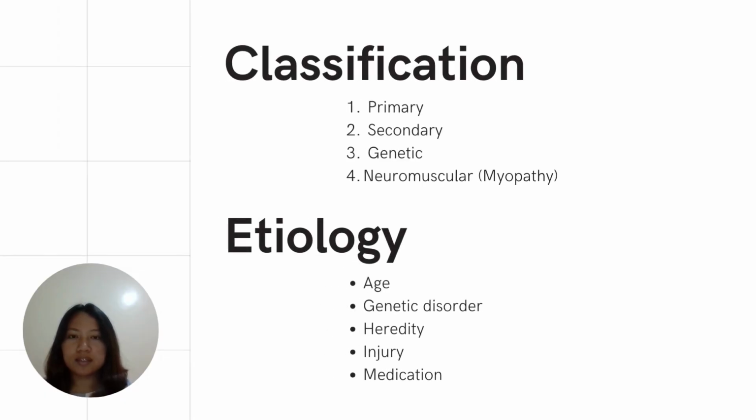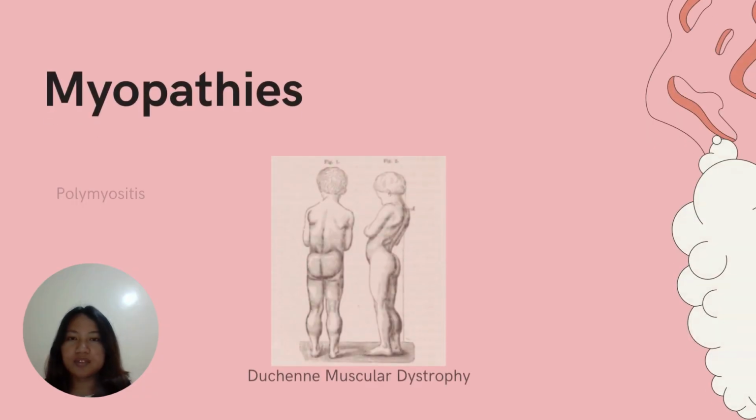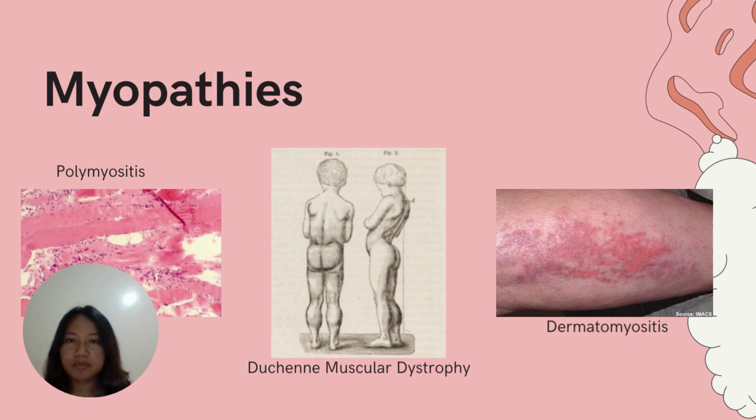Muscular abnormalities are classified as primary, secondary, genetic, or neuromuscular. Some causes of muscle abnormalities include age, genetic disorder, heredity, injury, and medication. Examples of muscle disorders include polymyositis and dermatomyositis, categorized as inflammatory myopathies, and Duchenne muscular dystrophy, a genetic condition that results in muscle weakness.